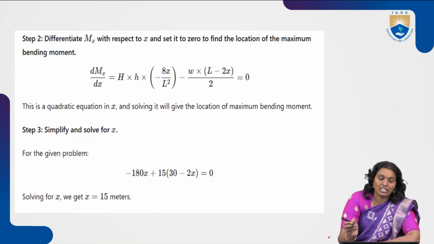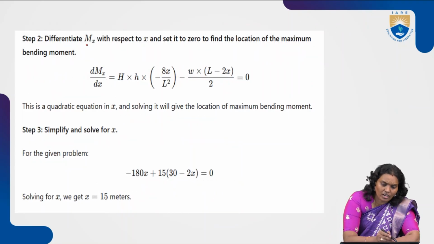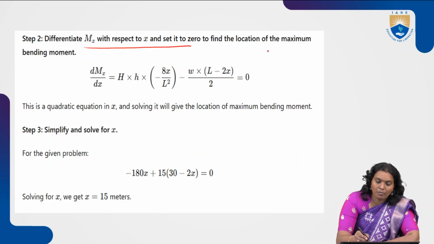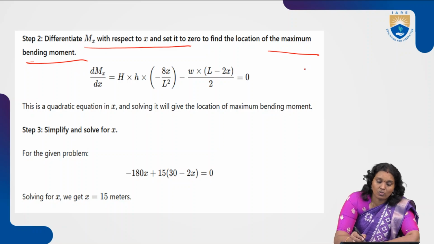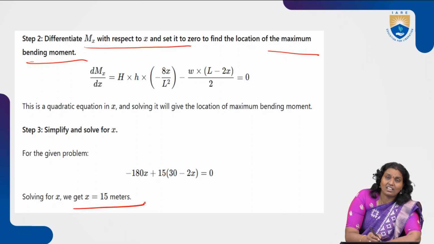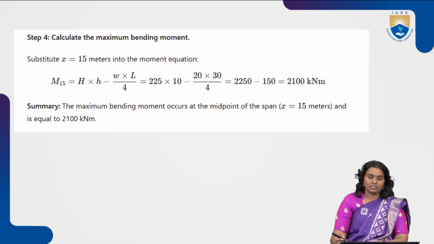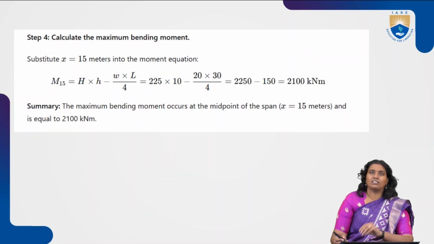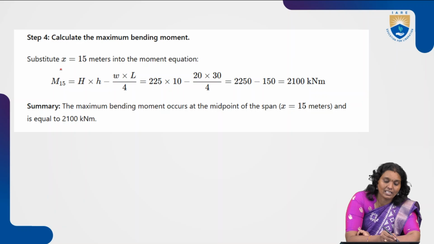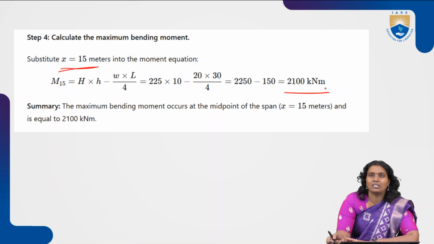After calculations, to get the maximum bending moment, the differentiation with respect to x should be 0. So now we are going to differentiate and solve that equation. We get x is equal to 15 meters as the required value. Now calculate the maximum bending moment at that particular point using the similar formula. Finally, that is equal to 2100 kilonewtons.